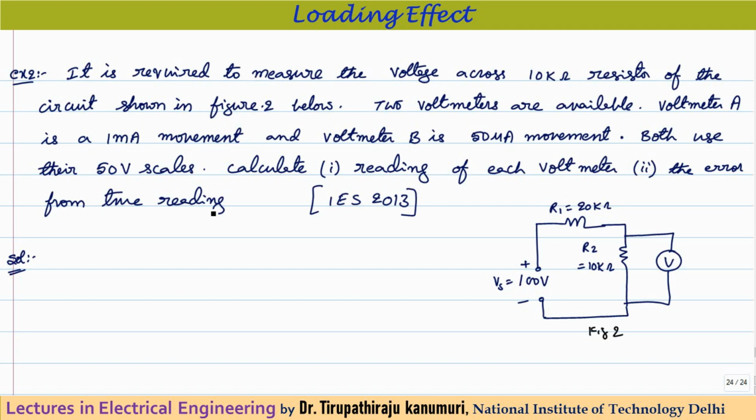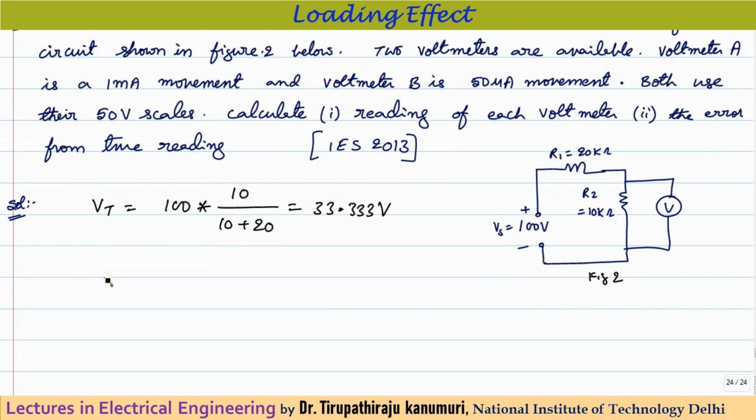So let us try to solve this one. Before proceeding, let us calculate the true value of the voltage. The true value will be equal to 100 multiplied by 10 divided by 10 plus 20, since I want to measure across 10 kilo ohms. This will come as 33.333 volts. Actually, the voltmeter connected here should show 33.333 volts, but that will not happen in practice.